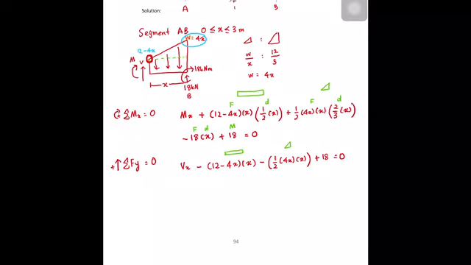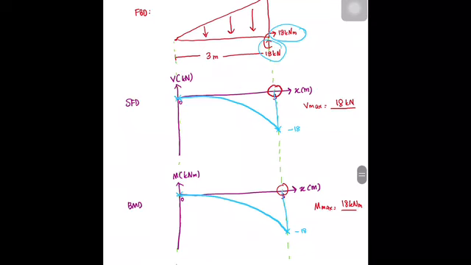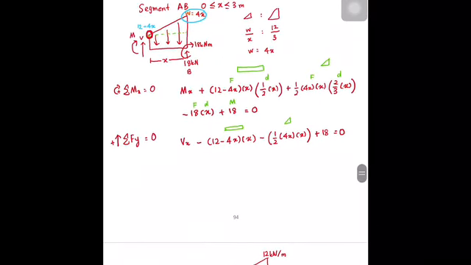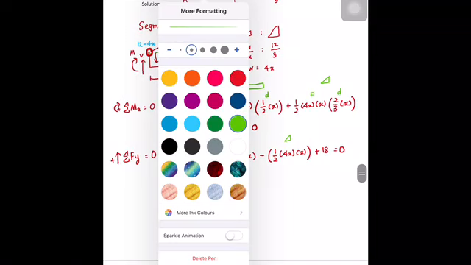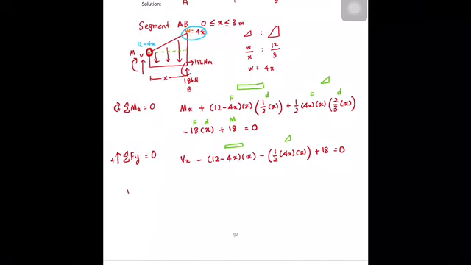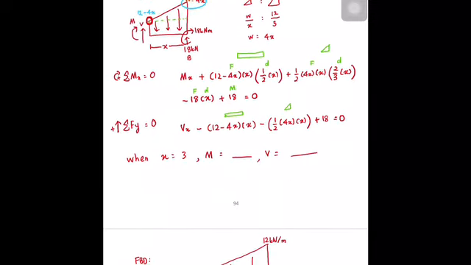Okay, so you should get the same answer and you should get the same graph. Because we start with B, then we put when x is equal to 3, what is your M value and what is your V value, and then when x is equal to 0, what is your M value and what is your V value. As I mentioned, you should get the same answer.